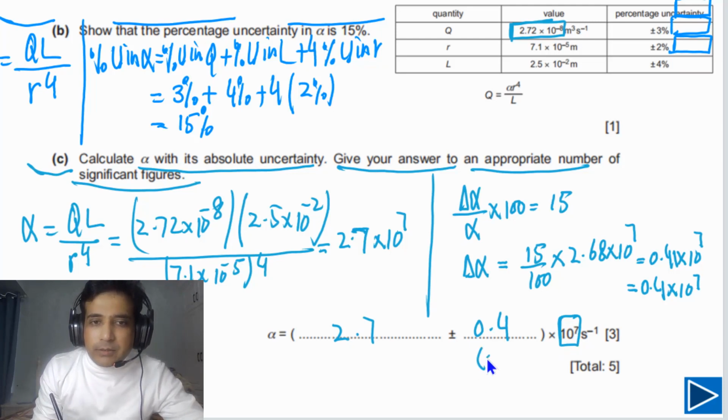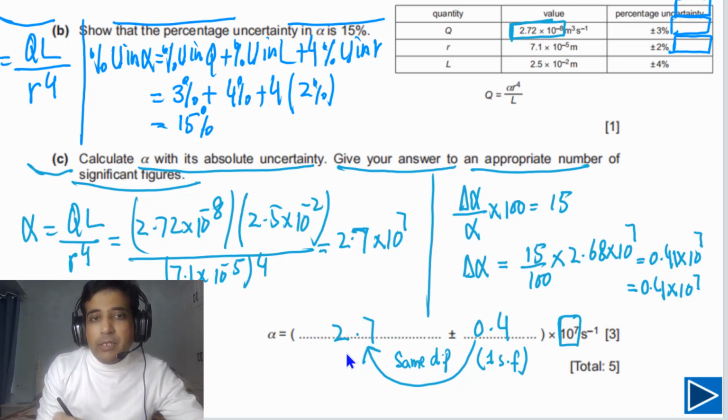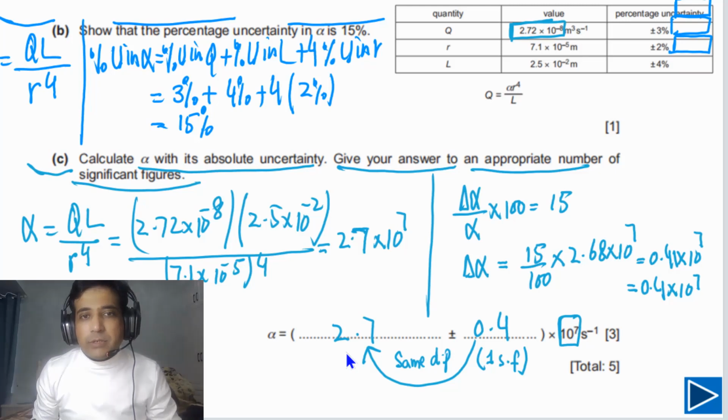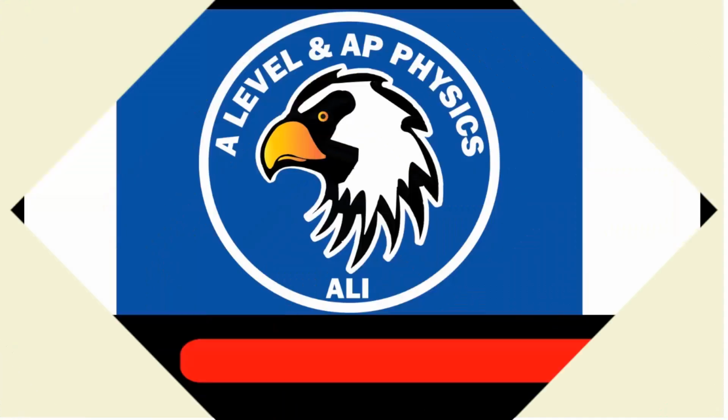Absolute uncertainty, you always need to write down up to 1 SF. And then the absolute uncertainty and this measurement should have the same number of dp. They should have the same dp. So this has 1 dp. This also should have 1 dp. So these things you have to consider when you need to write down your answer to an appropriate number of significant figures.